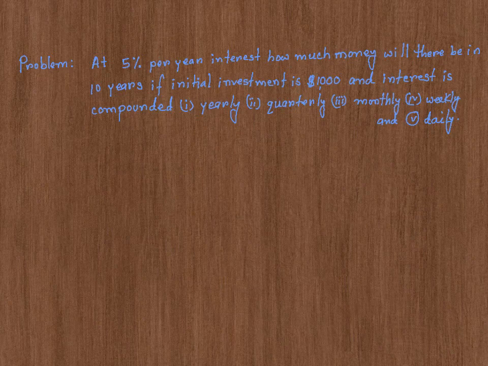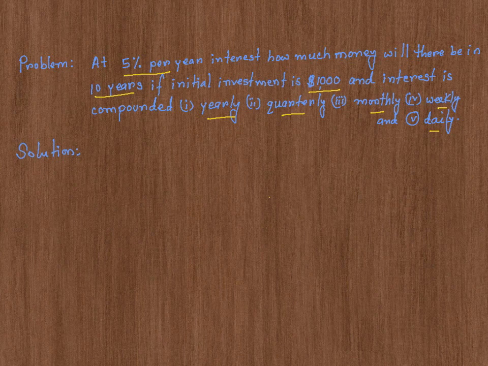In this video, we are given that at 5% per year interest, how much money will there be in 10 years if the initial investment is $1,000 and interest is compounded yearly, quarterly, monthly, weekly, and daily. For periodic interest collection, we have a special formula.